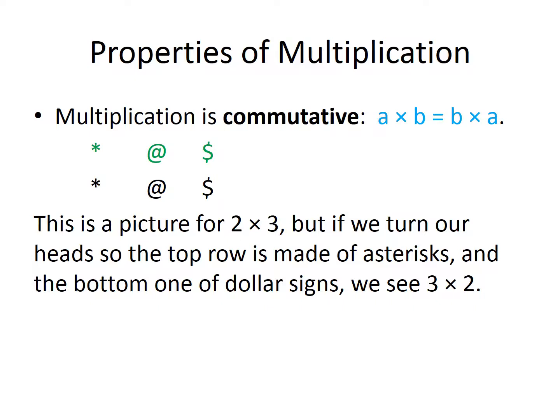Commutativity, you might remember from adding, it tells me whether order matters. If it's commutative, order won't matter. So I've drawn a picture here for 2 times 3. There's 2 rows. Each row has an asterisk, a pound sign, and a dollar sign. And so that's 2 rows of 3. That's 2 times 3. And then I could count. There's 1, 2, 3, 4, 5, 6. Or if I turn my head, I could look at this and say, oh, I see now sideways 3 rows of 2, which would be 3 times 2. So 2 times 3 equals 3 times 2.